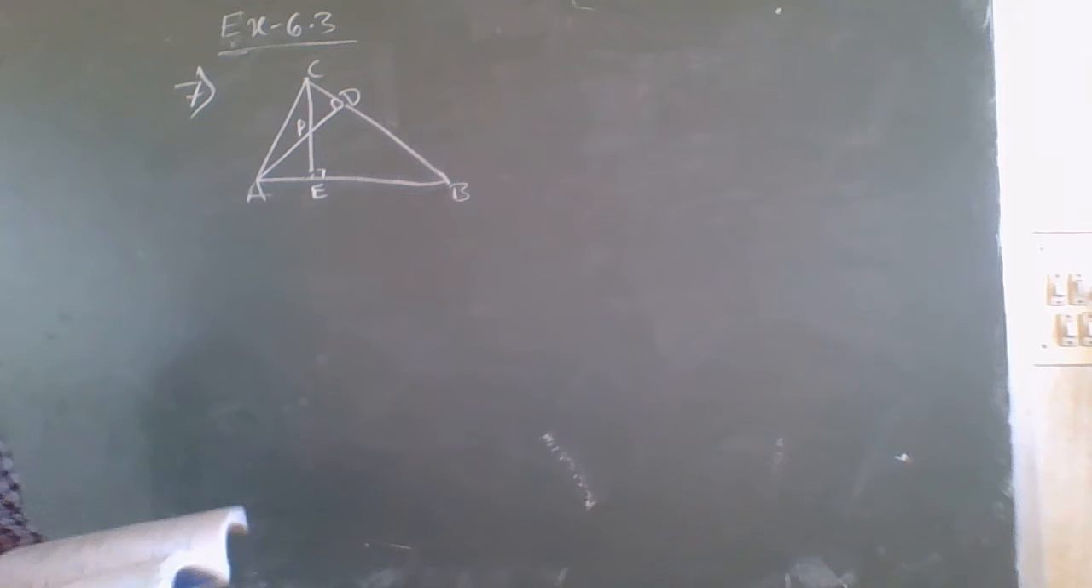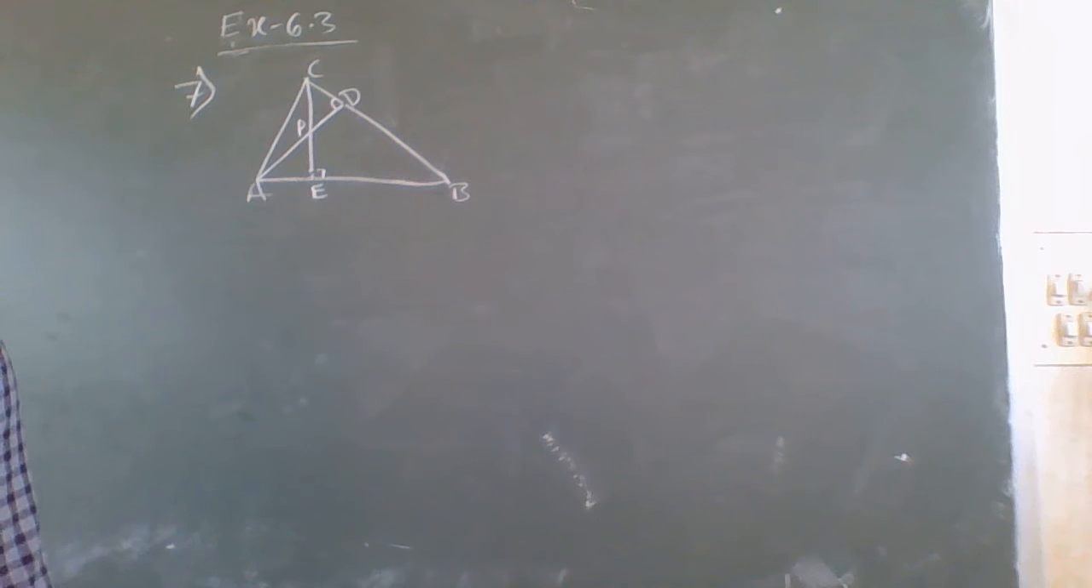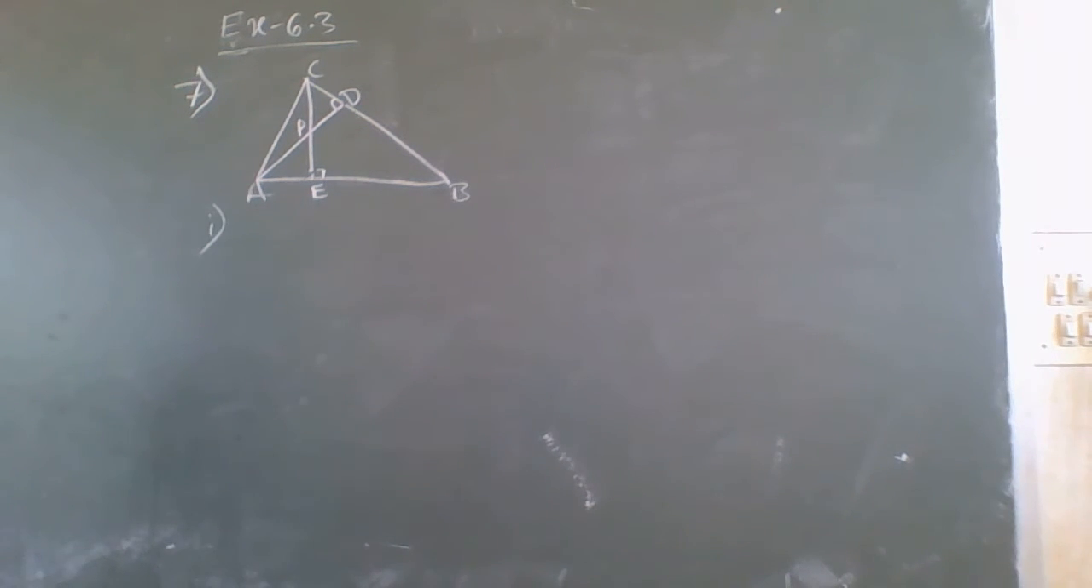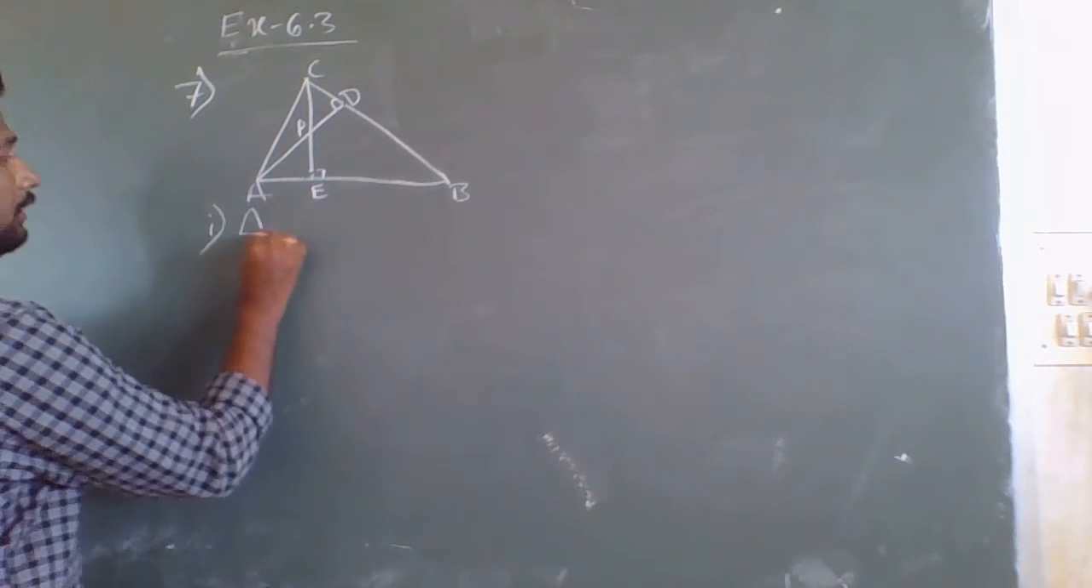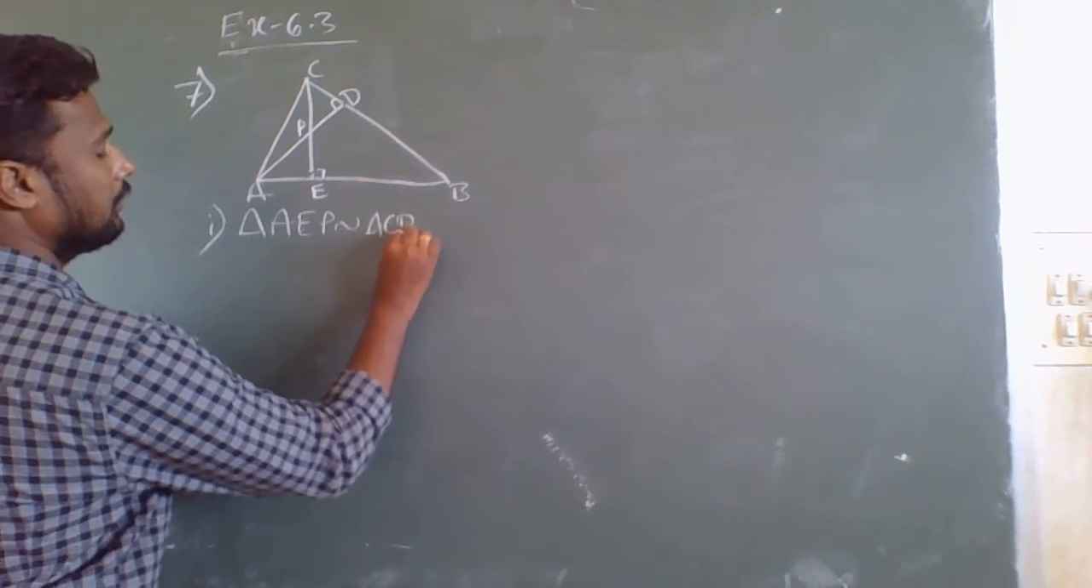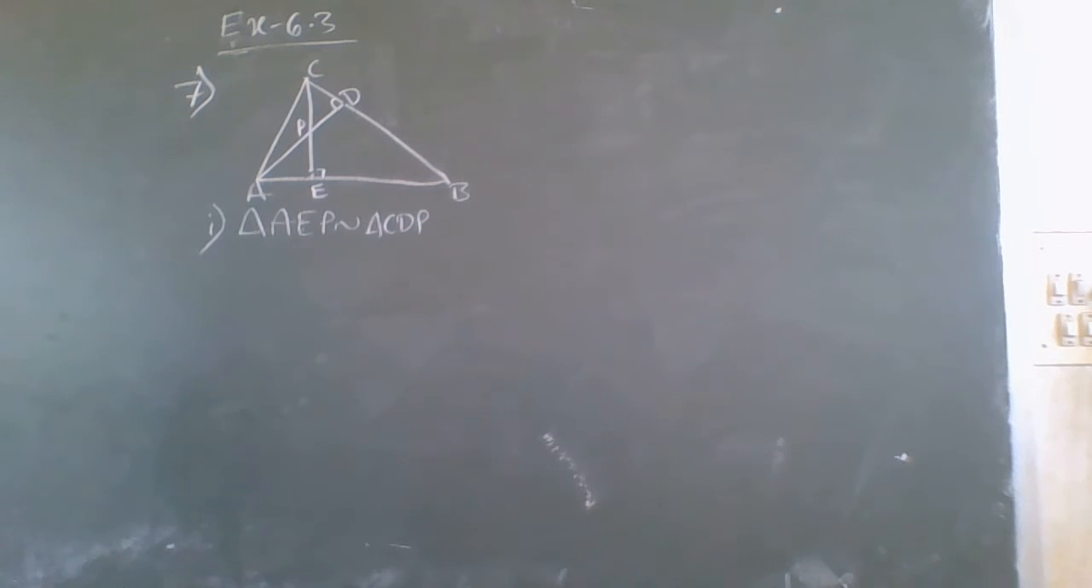Show that, there are four questions. First one, what they are given here? Triangle AEP is similar to triangle CDP. So now to prove this, what can you do?